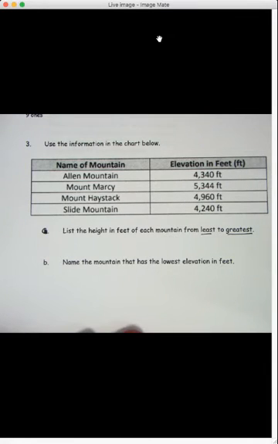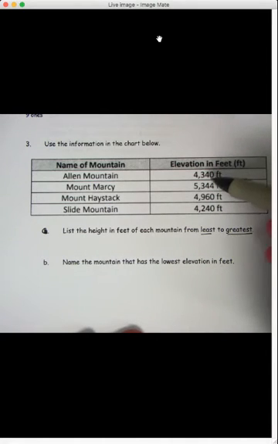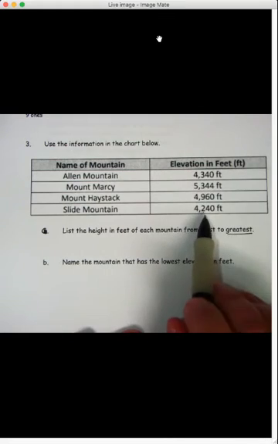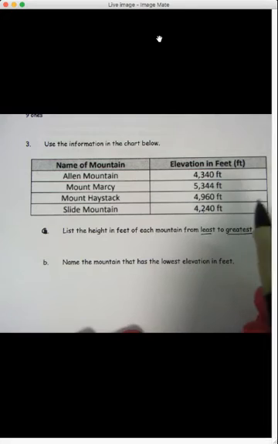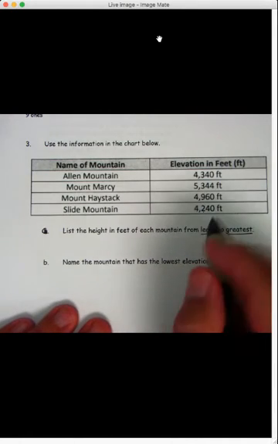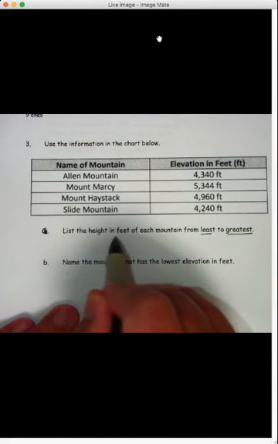So I'm going to look for the smallest number here. 4s in the thousands place. There are 3 numbers that have 4s in the thousands place, so I'm going to move over to my hundreds. This one's 5, so we know it's bigger, so we're not going to worry about it. This one has a 3 in the hundreds place, a 9 in the hundreds place, a 2 in the hundreds place. So this mountain, Slide Mountain, is the least. It's the shortest mountain.